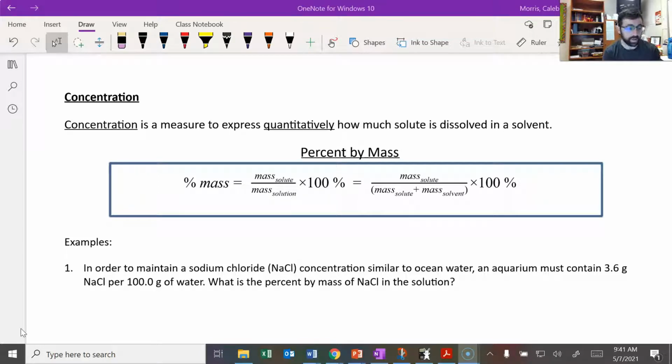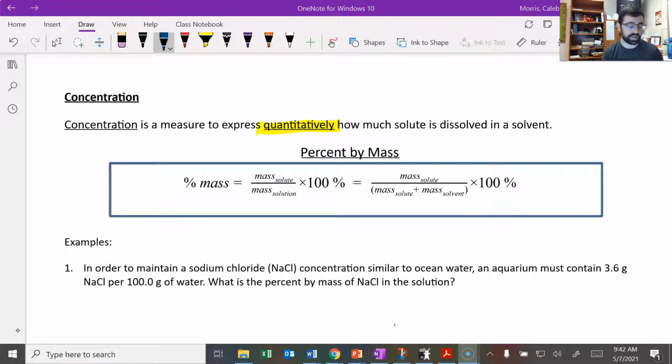Now that we've talked a little bit about solutions and what solute and solvent are, what a concentrated solution is, what a dilute solution is, we want to go into something a little bit more detailed, a little bit more mathematical. This is the concentration set of notes. Concentration is a measure to express quantitatively, in other words, in terms of numbers, not just the concept, how much solute is dissolved in a solvent. So just how concentrated is the solution.